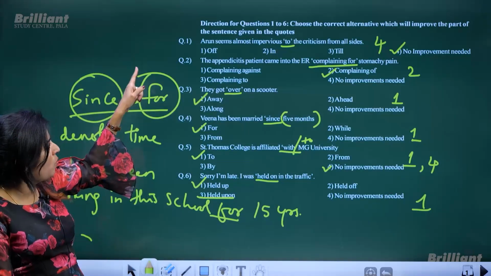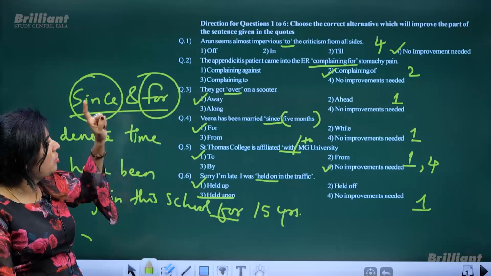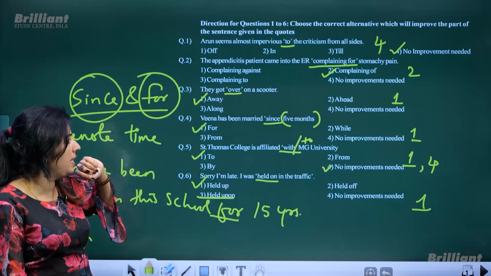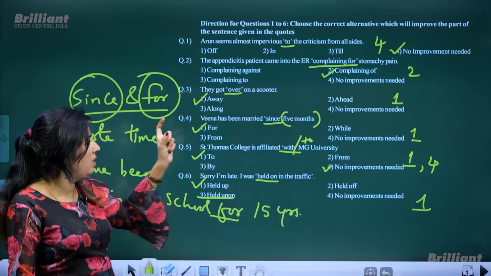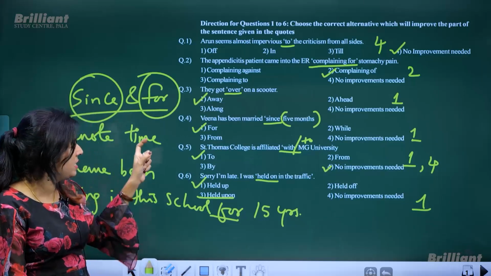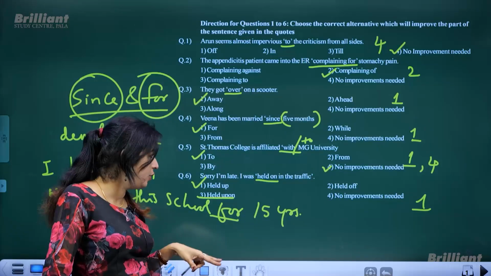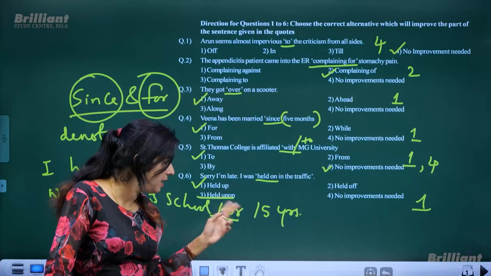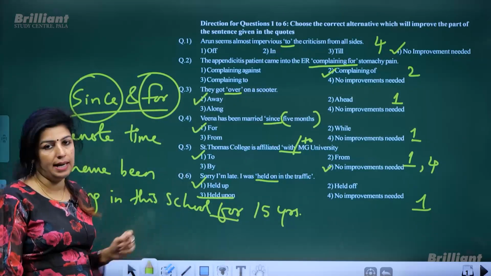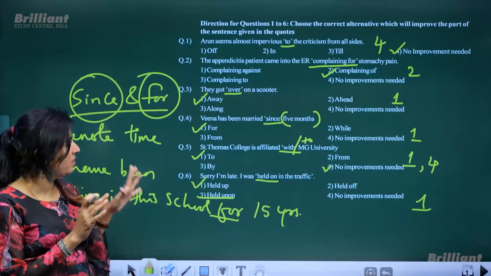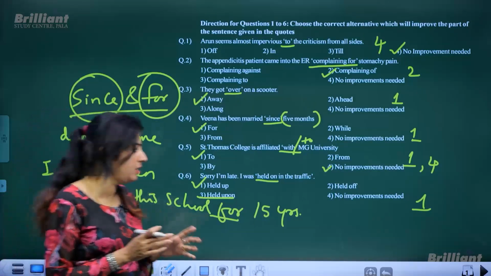So question number 1, option number 4; question 2, option number 2 is the correct answer. Question number 3, option number 1. Question number 4, option number 1. Question 5, two options, 1 and 4, both equally applicable. Then question number 6, first option, that is "held up". Okay, so we have completed the first set of questions comfortably.